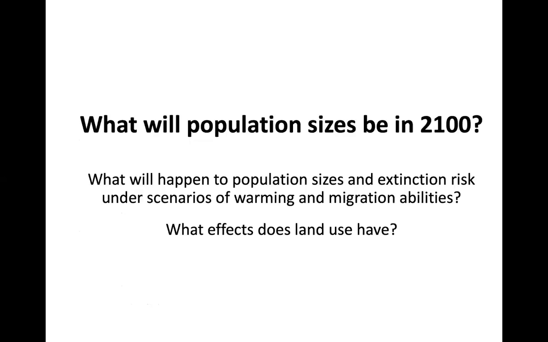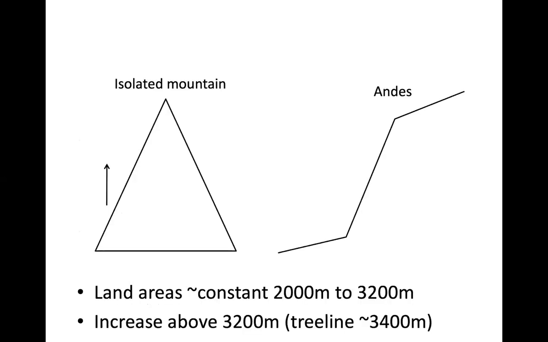So then we can say, well, what will the populations be in 2100, and what effects does land use have? The thing to remember about the Andes is it's not like a mountain like Hawaii where the area decreases as you go up. You have a lot of area in the Amazon basin. Area is fairly constant along the Andean slope, but then it decreases again at high elevation. So it's more like the Blue Ridge Escarpment in the U.S.